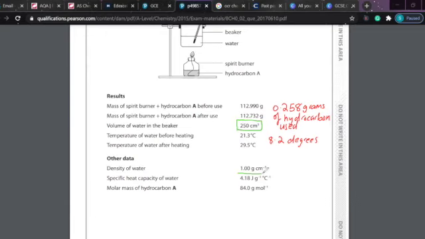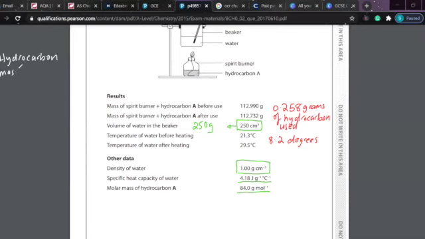Now usually they give you the mass of the water in grams. Here they've given it to you in centimeters cubed, but at the same time they've given you the density. If the density is 1, that means that I have 250 grams of water as well. They give you the specific heat capacity and they give you the molecular weight.